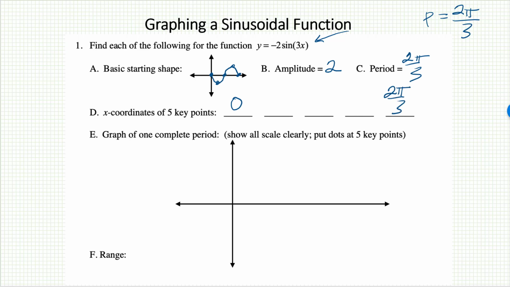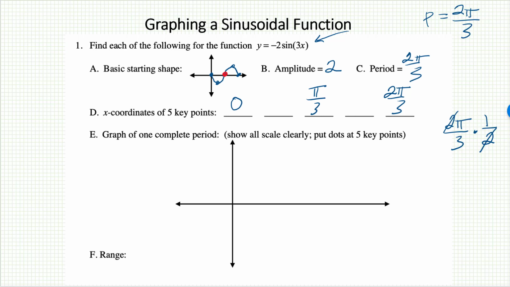Well, how can I get the rest? The third key point is halfway to the period. So if I simply cut 2 pi over 3 in half, I'll have my answer. Half of 2 pi over 3 would be pi over 3. If you want to actually calculate it, you would take 2 pi over 3 and multiply it by 1/2. The 2's cancel, and you end up with pi over 3.